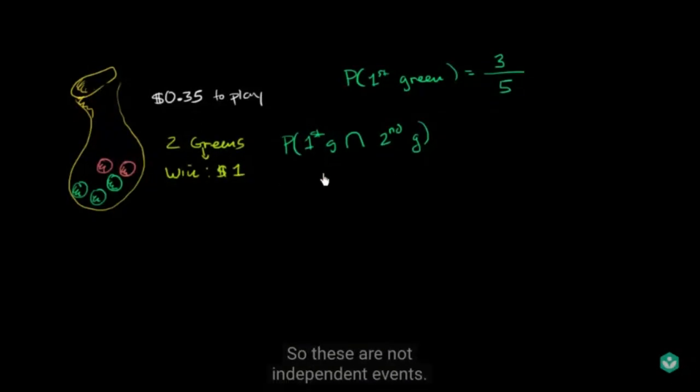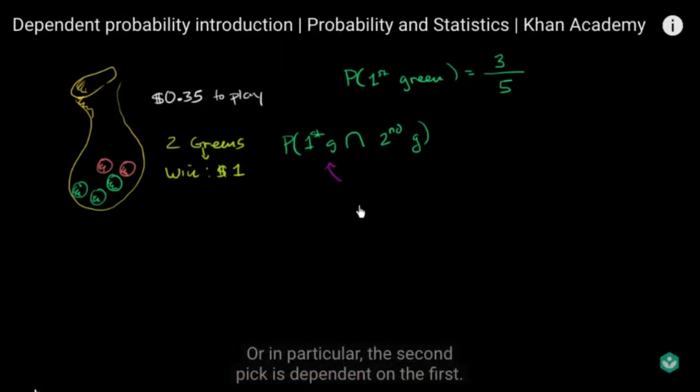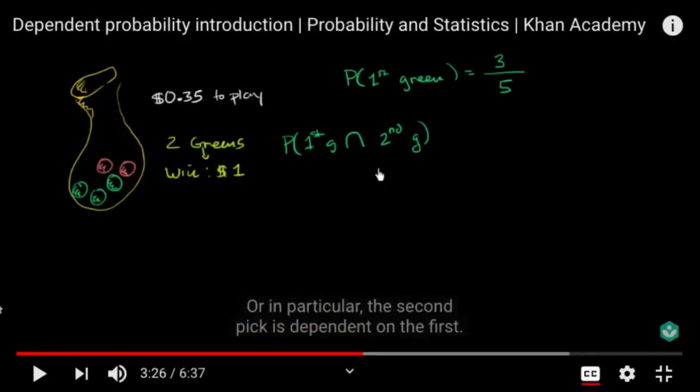So these are not independent events. Let me make this clear. Not independent, in particular the second pick. So very important, because this is about dependent events. When you see this symbol that looks like an N, it means the first event has to occur, and the second event has to occur, and then you figure out that probability.